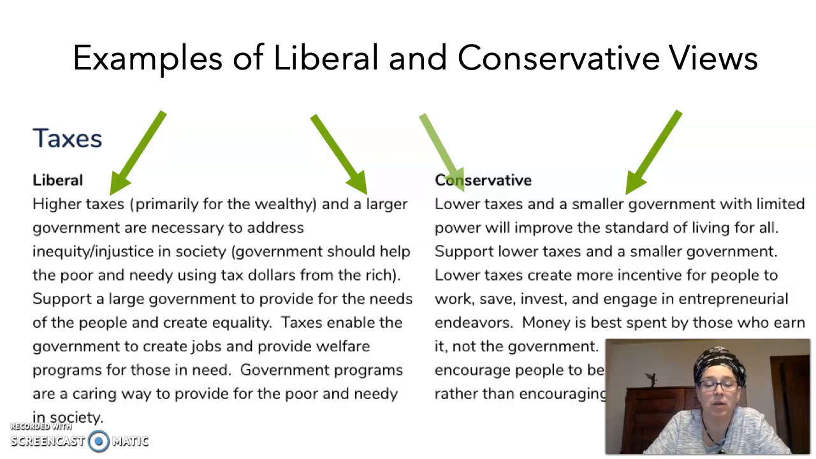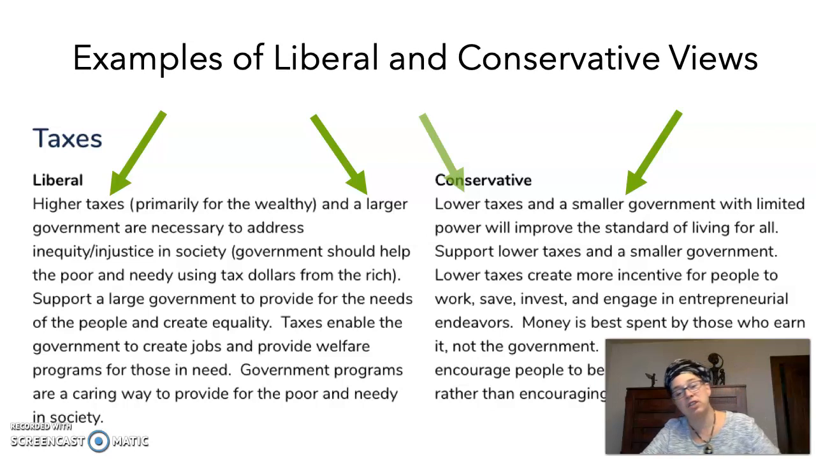On taxes, a liberal believes that taxes are a benefit to the whole. They say higher taxes, primarily for the wealthy, and a larger government is necessary to address the inequality and injustice in society. Government should help the poor and needy using tax dollars from the rich. Support a large government to provide the needs for most people and create equality. Taxes enable the government to create jobs and provide welfare programs to those in need. Government programs are a way of caring to provide for the poor and needy in society.